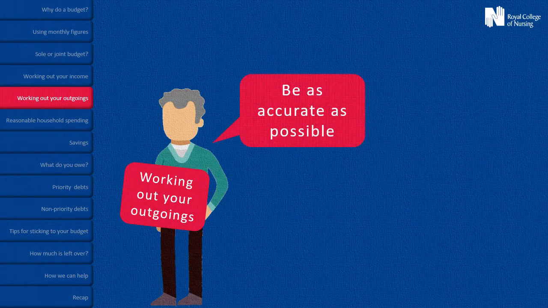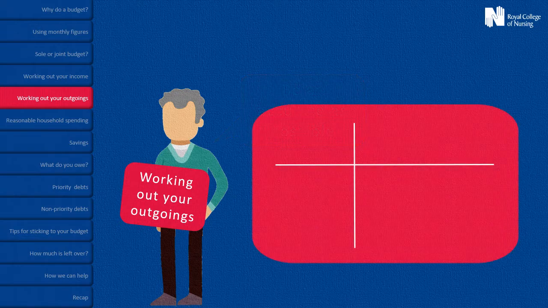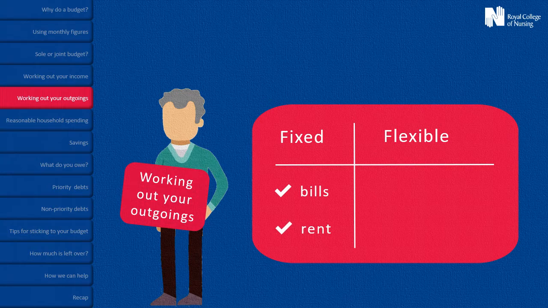It is important to be as accurate as possible so that you know how much you need for your living costs. This also affects how much you have left to pay toward your debts. Your budget splits your monthly outgoings into two groups: fixed costs and flexible costs. Most of your fixed costs will be based upon your household bills such as TV license and rent. The flexible costs generally cover outgoings that may vary each month, like food and housekeeping costs.